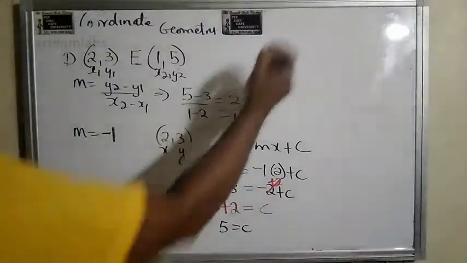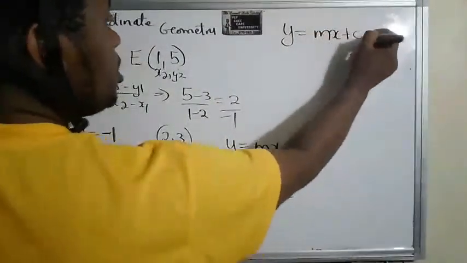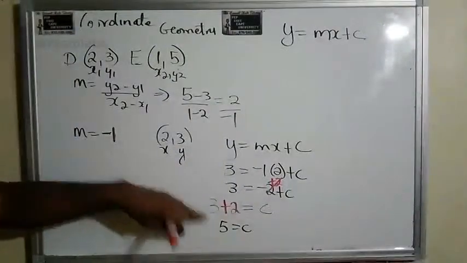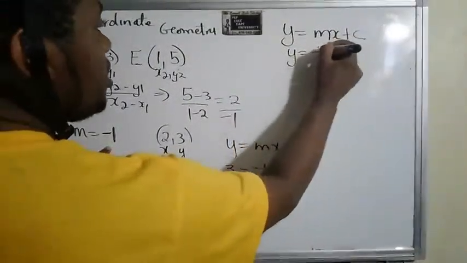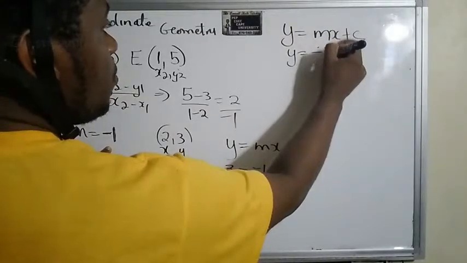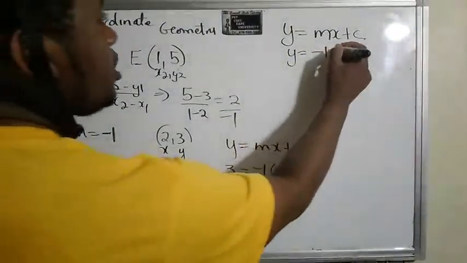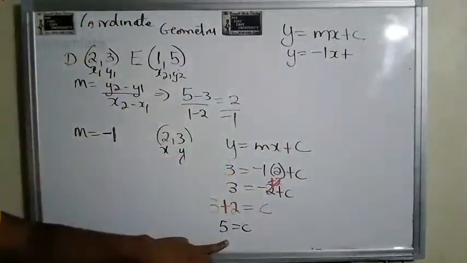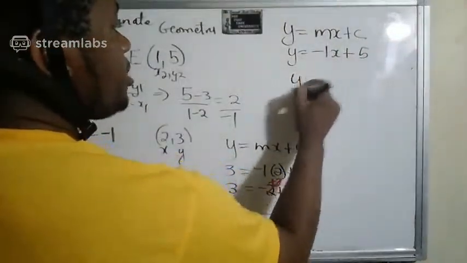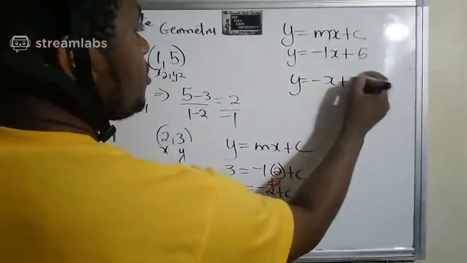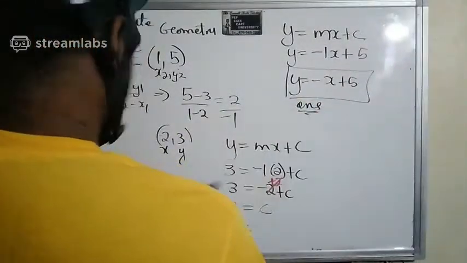So let us put in what we know. We know that it's in the form mx plus c. We know the gradient to be negative 1, so it's negative 1x plus the intercept, which is 5. We can rewrite this as negative x plus 5. And that will be our answer.